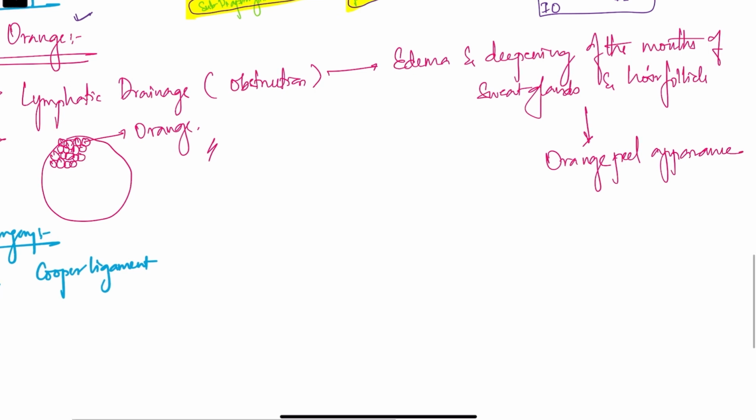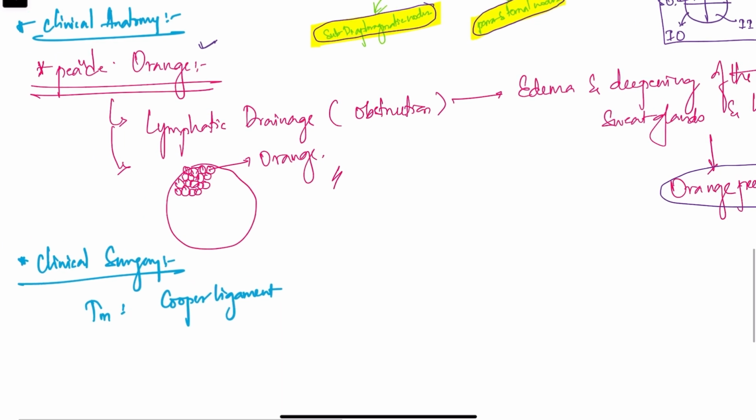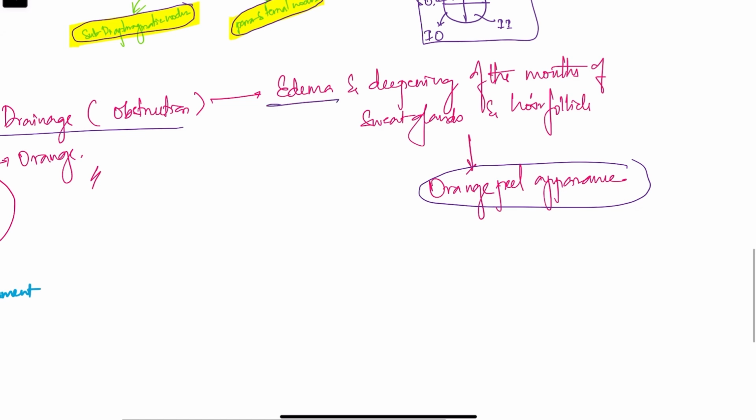It's an orange peel appearance. Why will you see an orange peel appearance on the breast? It's a subcutaneous lymphatic drainage obstruction, right? What does it lead to? It leads to edema and deepening of the mouths of the sweat glands and hair follicles.